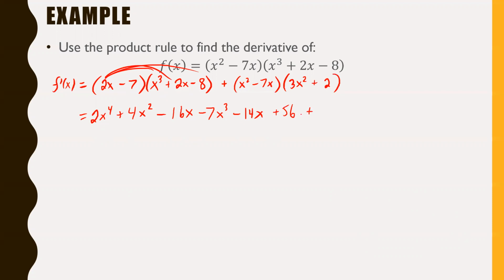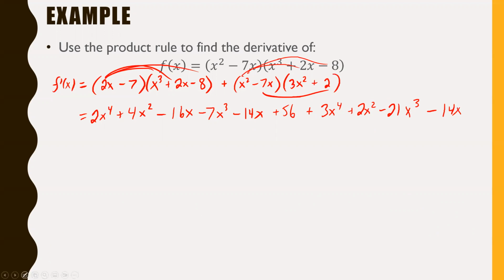Holy smokes. All right, then plus x squared times 3x squared, well, that'd be 3x to the fourth. x squared times 2 is plus 2x squared. Negative 7x times 3x squared is negative 21x cubed. And then negative 7x times 2, well, that'd be negative 14x. Wow. Okay, so we got to collect our like terms.